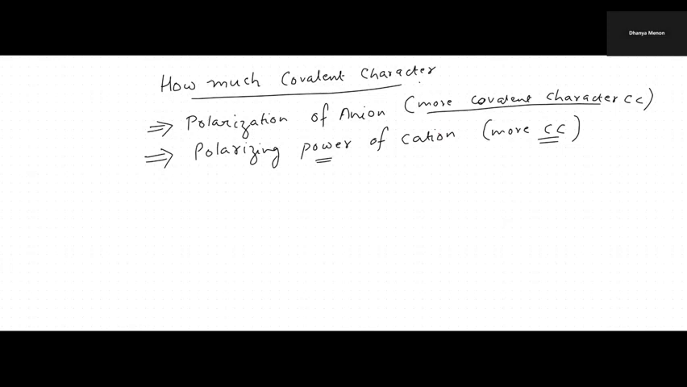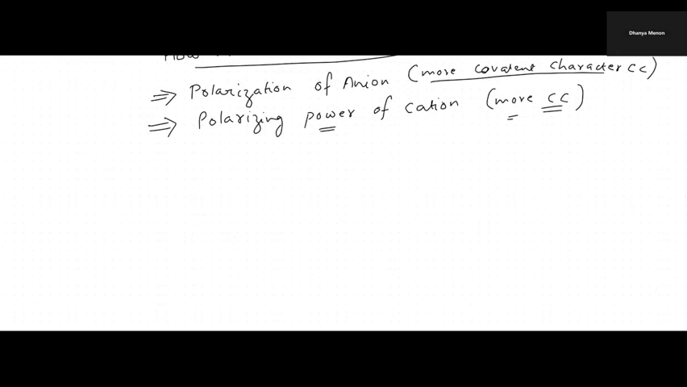Okay, now let's discuss some factors on which this polarization or this amount of covalent character in ionic bond depends. Okay, so how do we determine which compound has more covalent character than the other? Let's find out. Let's talk about cation first. For cation, what is important? Polarizing power. More the polarizing power, more is the covalent character. So I'll denote it with PP, polarizing power.